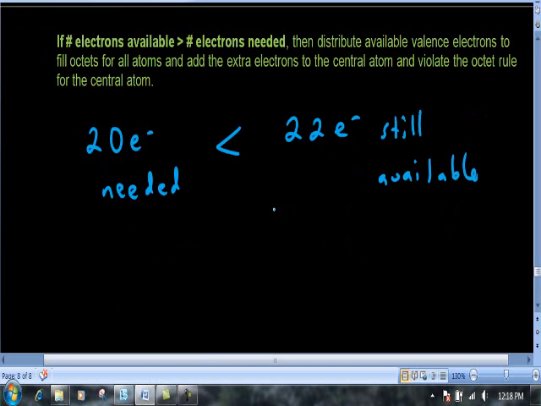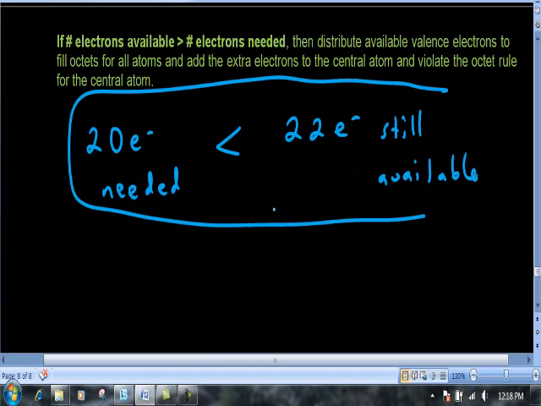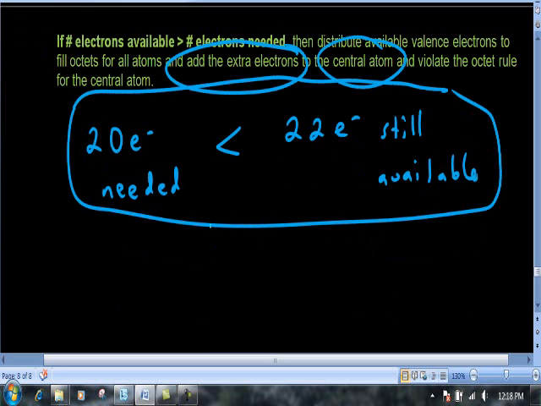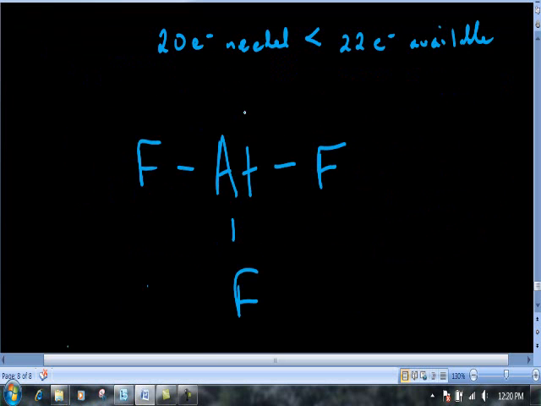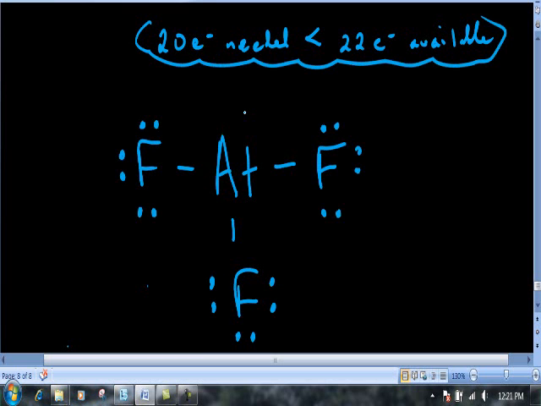In this circumstance, when the number of electrons needed is less than the amount we still have available, the strategy is we add the extra electrons to the central atom and end up violating the octet rule. So when the number of electrons needed is smaller than what we have available, the excess electrons get added on to the central atom after we distribute our electrons. What this does is have the central atom violate the octet rule.